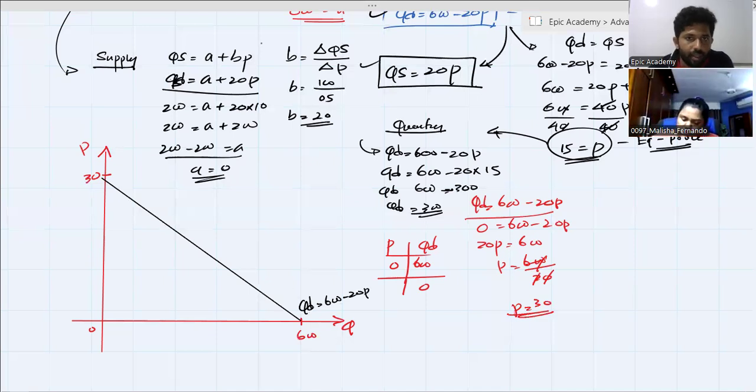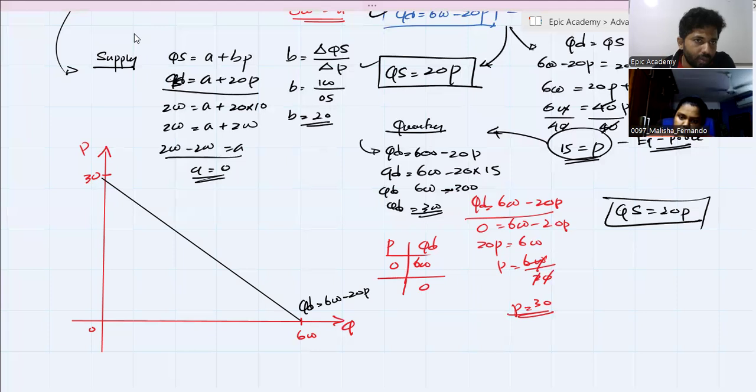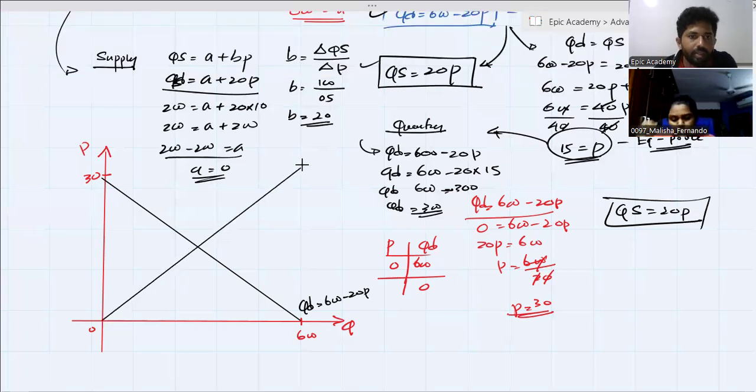And then we have to derive the curve for the supply. Okay. In supply, you identify that QS equals 20p. Now, nothing to hesitate about. There is no value for the a. That means this supply curve starts from the 0 point. That's the meaning of that. Start from the 0 point, something like that. Like this.